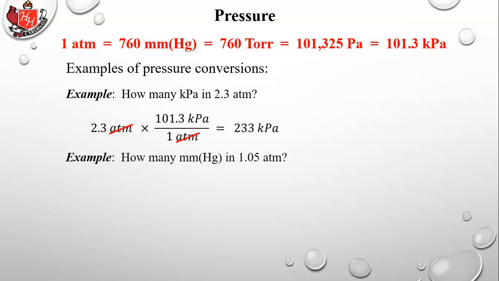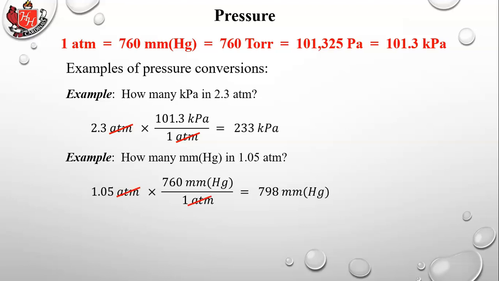How many millimeters of mercury in 1.05 atmospheres? So you simply create an equivalency. 1 atmosphere equals 760 millimeters of mercury. So you create a conversion factor that gets the atmospheres to cancel out like that, and you end up with 798 millimeters of mercury.